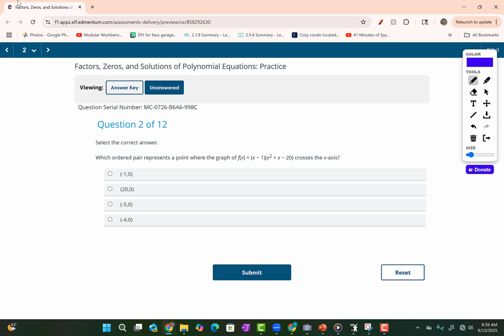So remember, to figure out where it crosses the x-axis, we're going to use the zero product property, which means we're going to take each factor. So we'll first take x minus 1, set it equal to 0, and solve for x. Add 1 to both sides. We end up getting x equals 1. So that represents the ordered pair 1, 0. This graph crosses the x-axis at 1, 0. Notice that's not an option. Negative 1, 0 is, but not positive 1, 0.